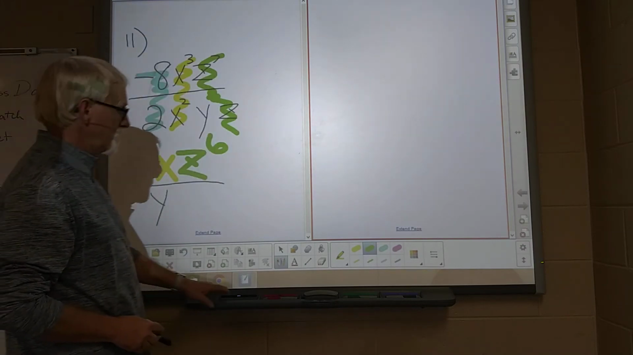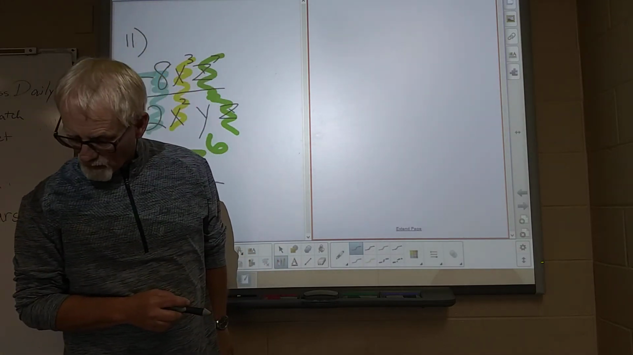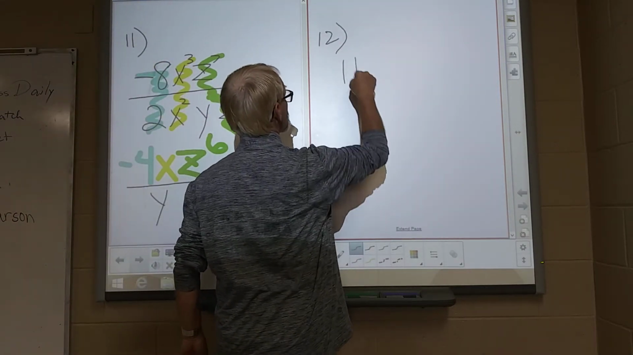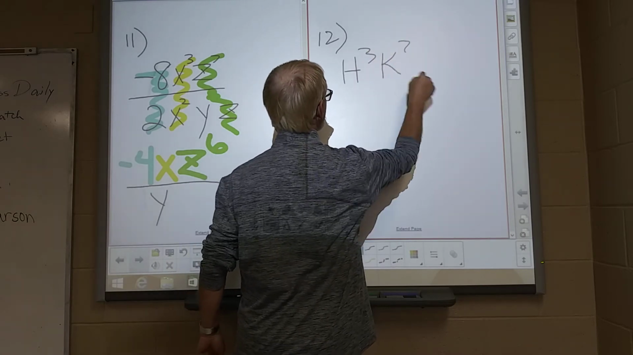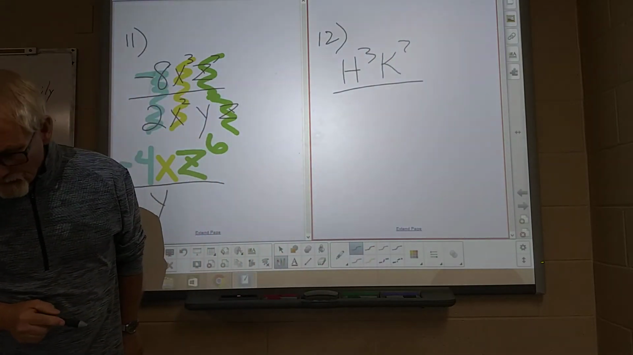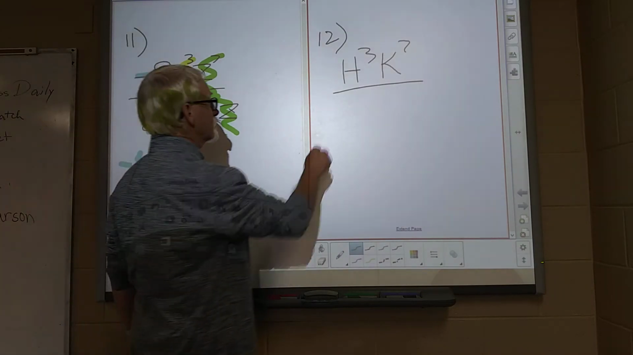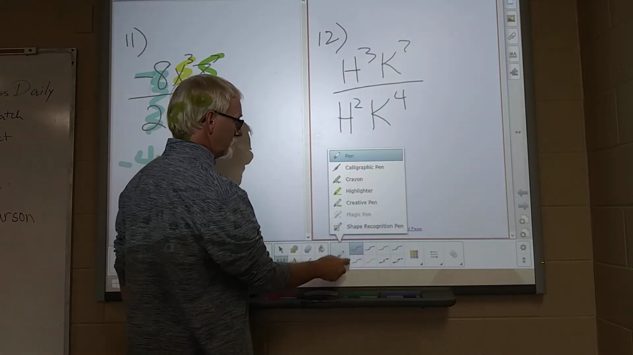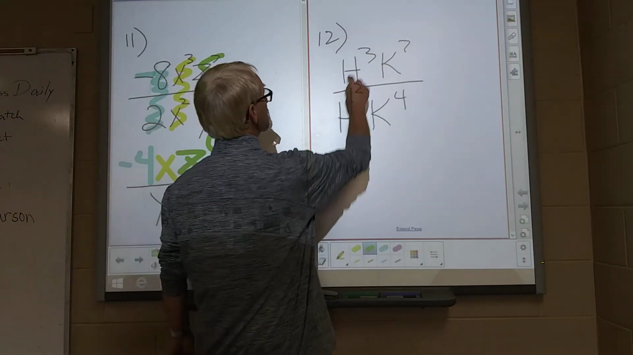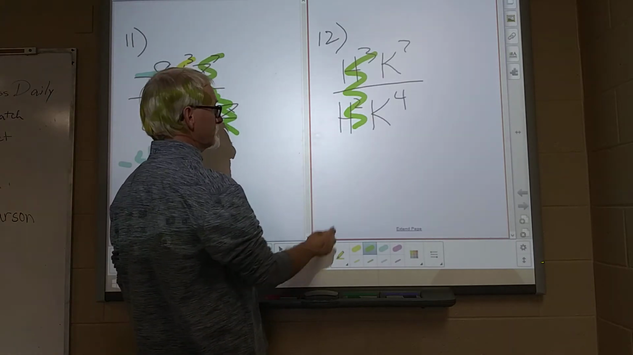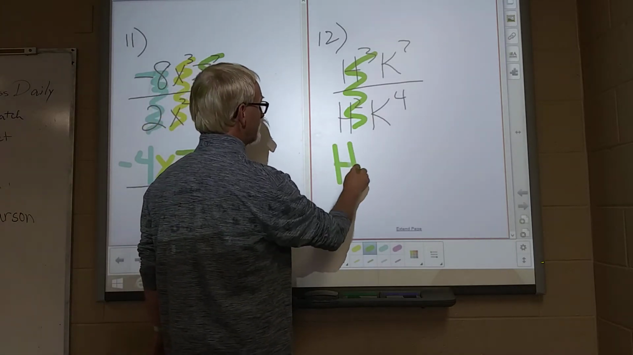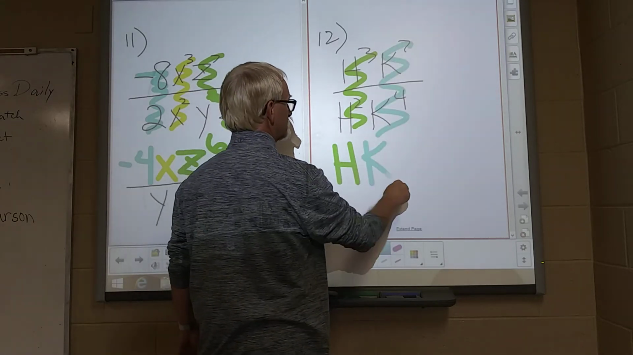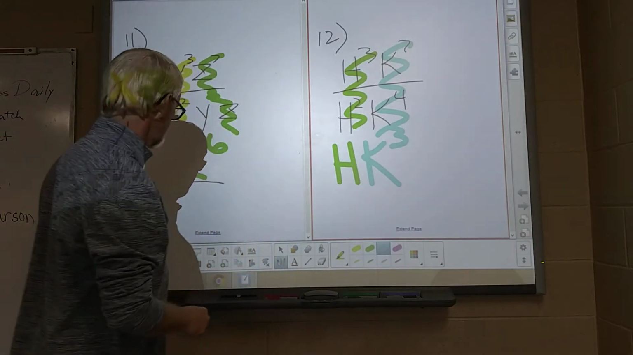So let's go to 12. 12 h to the 3rd k to the 7th divided by h to the 2nd k to the 4th. Again, you can only combine like terms. So let's look at h. 3 minus 2 is 1, so it's going to be on top, and we have h. Then 7 minus 4 is 3, so k to the 3rd power. And that would be 12.